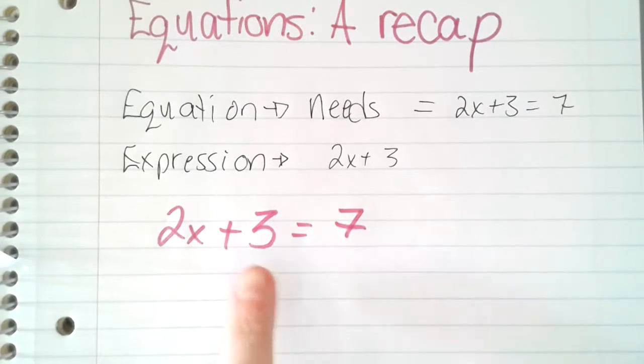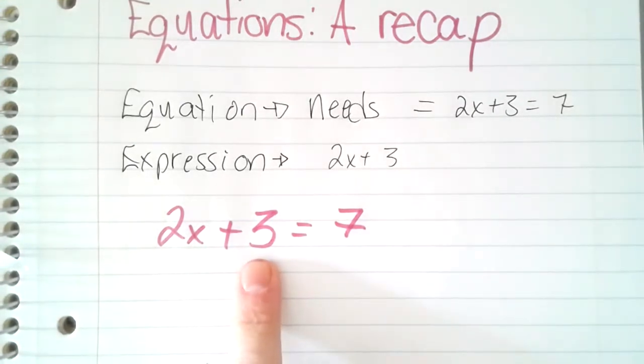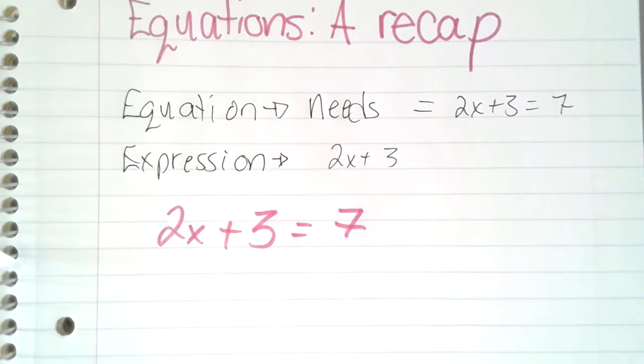The thing that's causing me problems right now is this plus 3. In order to get rid of that, I need to basically undo the adding of the 3. The opposite of adding is going to be subtracting. In order to keep this equation balanced, I'm going to need to subtract 3 from both sides of the equal sign. Yes, that is key, from both sides.